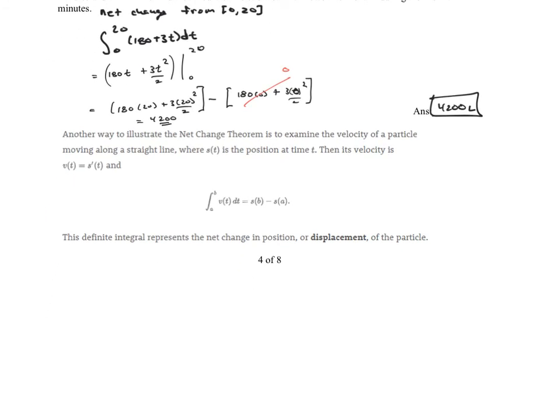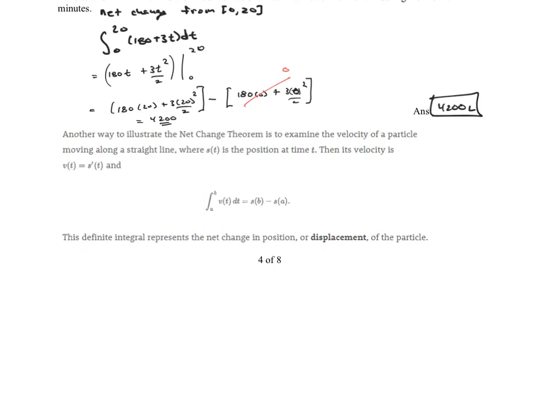All right? It says another way to illustrate the net change theorem is to examine the velocity of a particle moving along a straight line. So this is, once again, drop a ball off the roof. It's moving in a straight line down, right? Where s of t is the position function of time, then the velocity v of t is the derivative of the position function. So we know that.